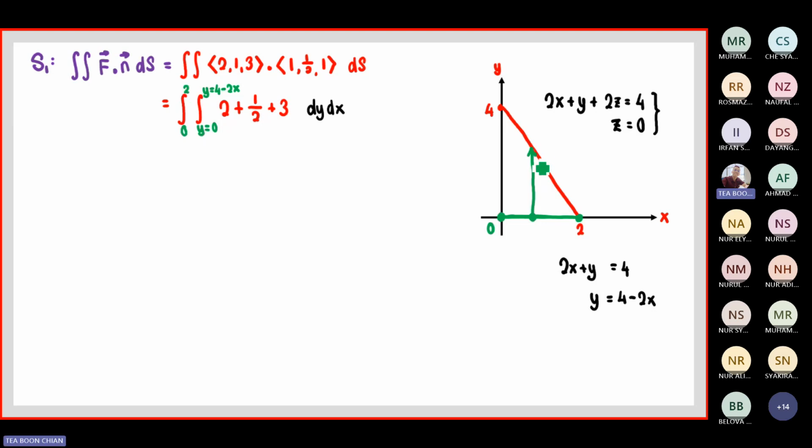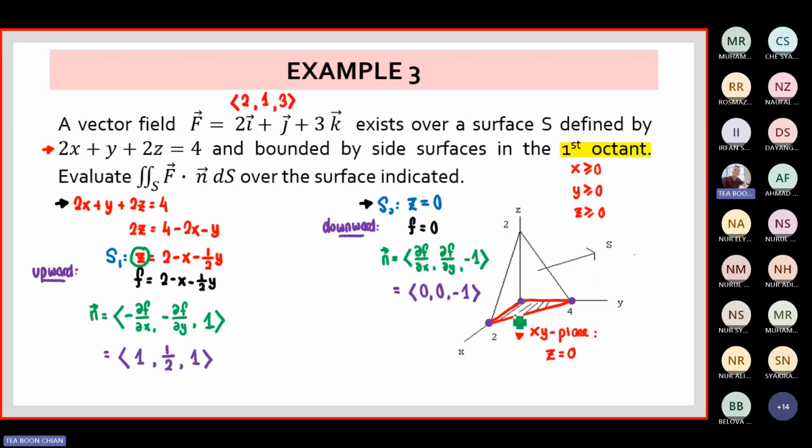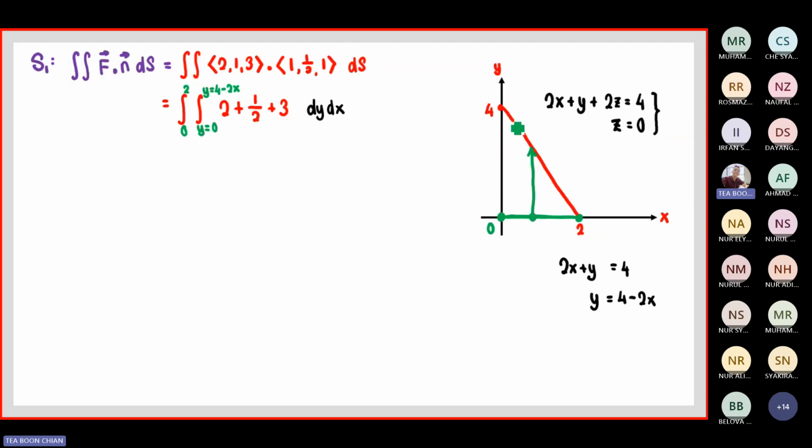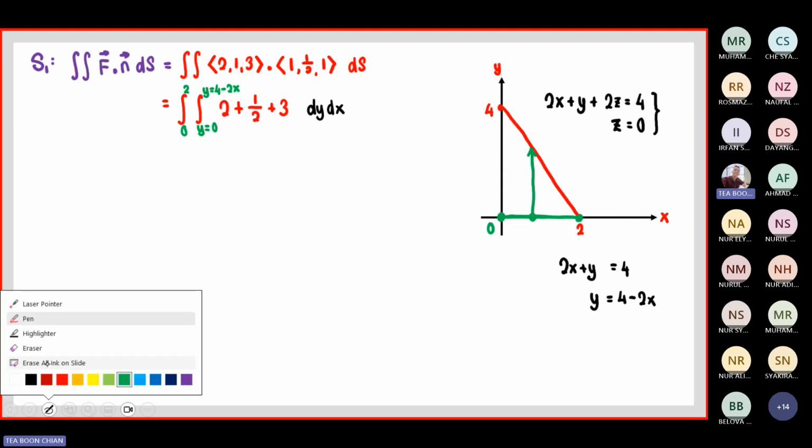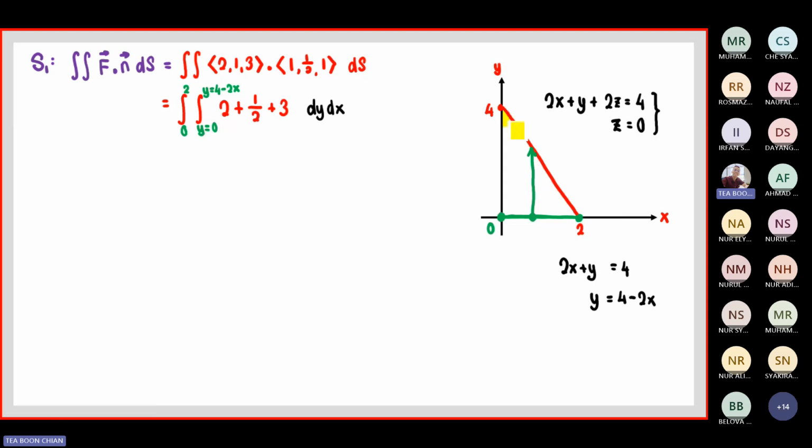Now, if you still ask me, sir, why this is the region, look carefully in the question. We already provided you the shaded region, the little triangle here. All right, this is the little triangle. Therefore, this is the whole region shaded. And now you are going to form the double integral based on this shaded region.